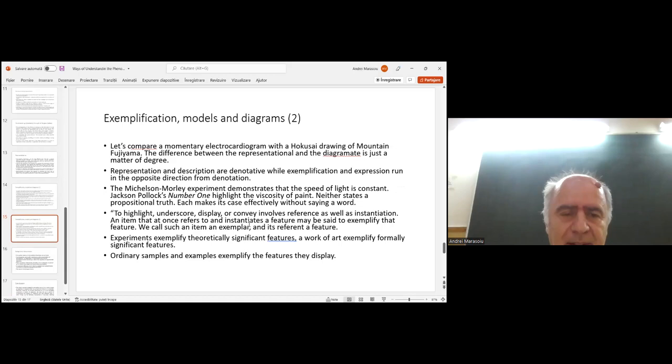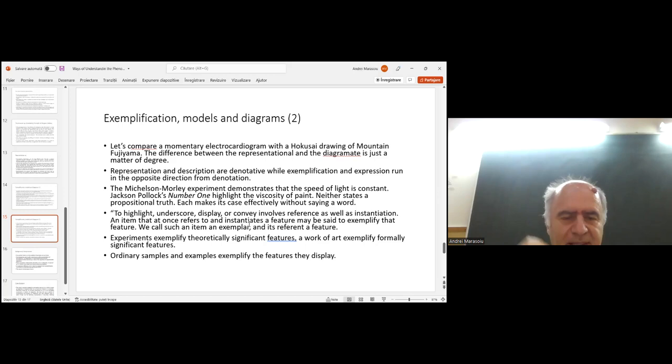And if we compare, for example, an electrocardiogram with a Japanese ink drawing of Mount Fujiyama, we will understand that the difference is just a matter of degree, because representation and description are denotative together. Exemplification and expression run in the opposite direction from denotation. They start from the object, which is the denotation, to the next level. So we have these two contrary directions between representation and exemplification.